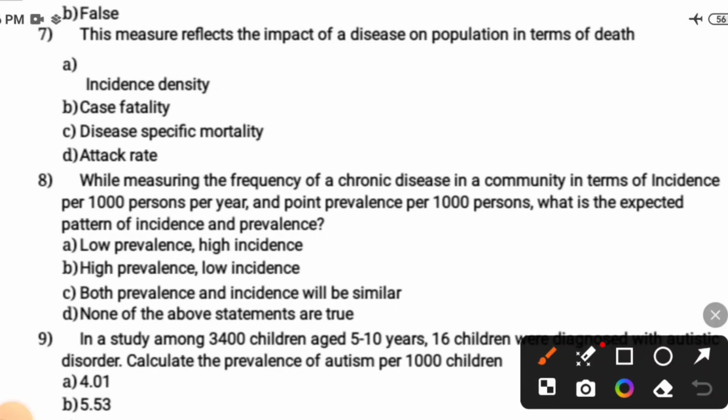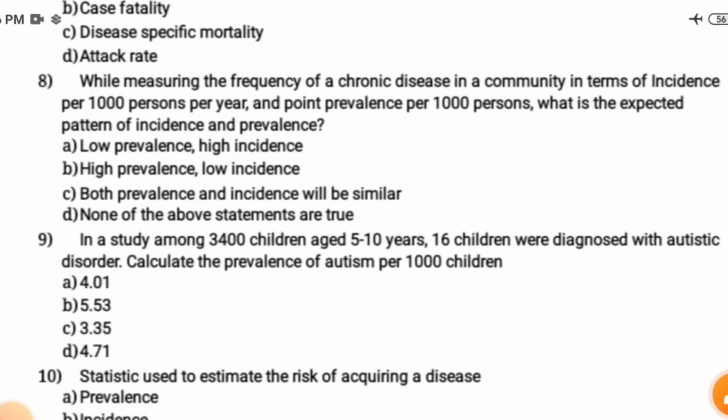This measure reflects the impact of disease on population in terms of death: incidence density, case fatality, disease specific mortality, or attack rate. So the answer here is disease specific mortality.